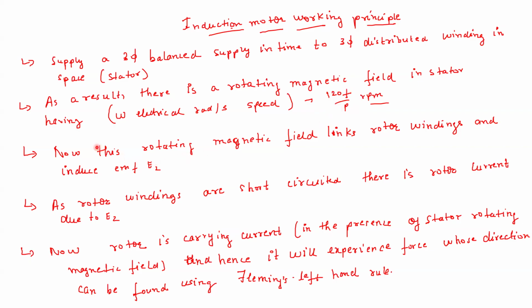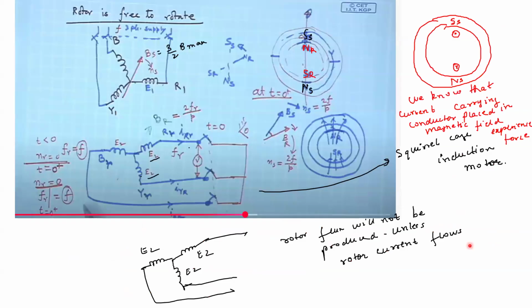Now, because of this rotating magnetic field, it will link the rotor windings and induce the EMF E2. As the rotor windings are short circuited, there will be rotor current because of this E2. Now, there are current carrying conductors placed in a magnetic field, which is the stator rotating magnetic field. So these current carrying conductors will experience force and start to rotate. In this way, the rotor rotates in the induction machine.